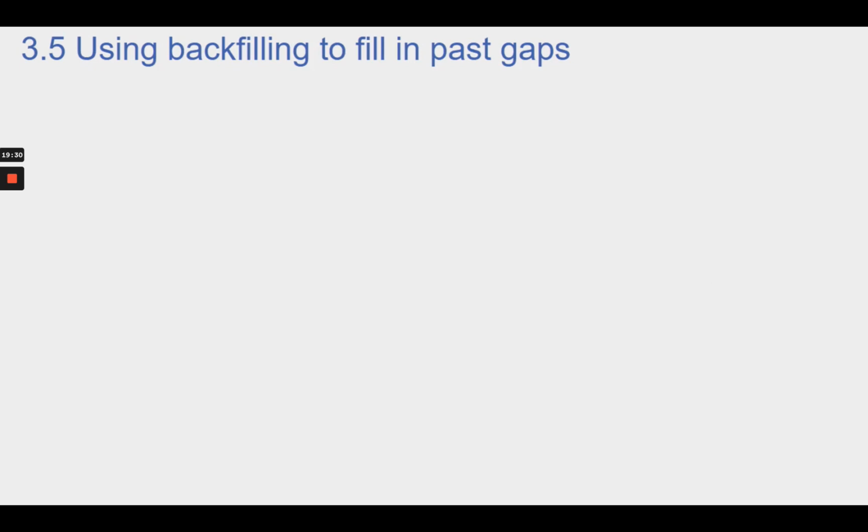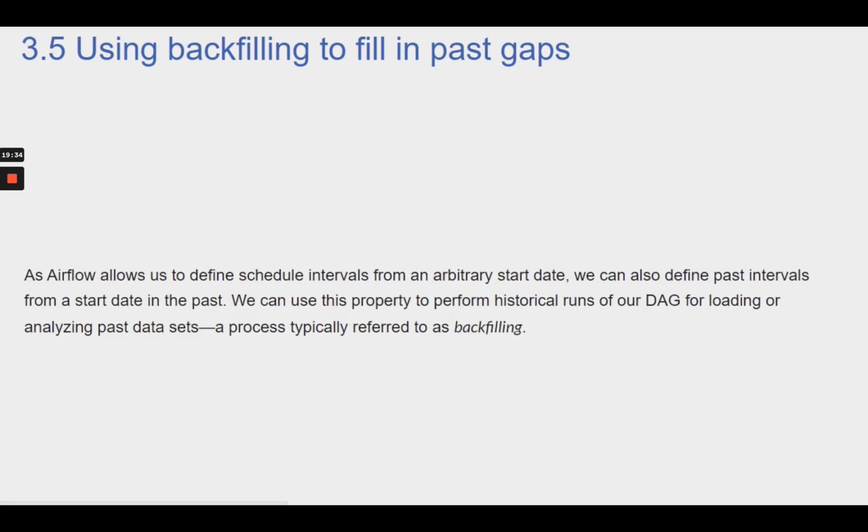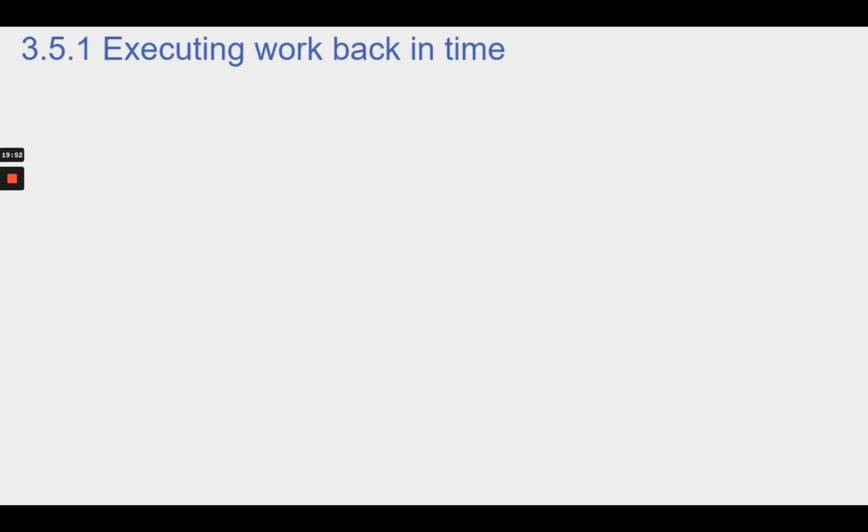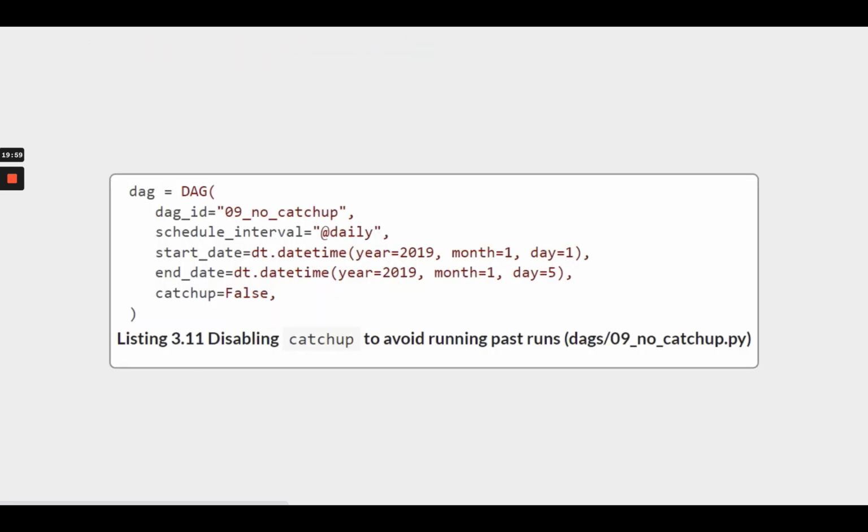Section 3.5, Using backfilling to fill in past gaps. As Airflow allows us to define schedule intervals from an arbitrary start date, we can also define past intervals from a start date in the past. We can use this property to perform historical runs of our DAG for loading or analyzing past datasets, a process typically referred to as backfilling. Section 3.5.1, Executing work back in time.